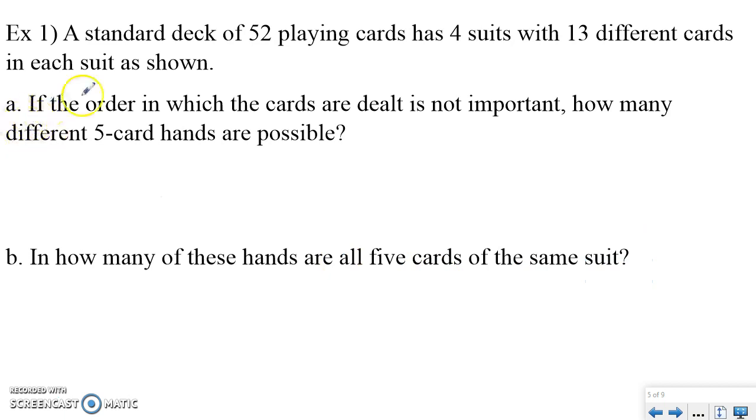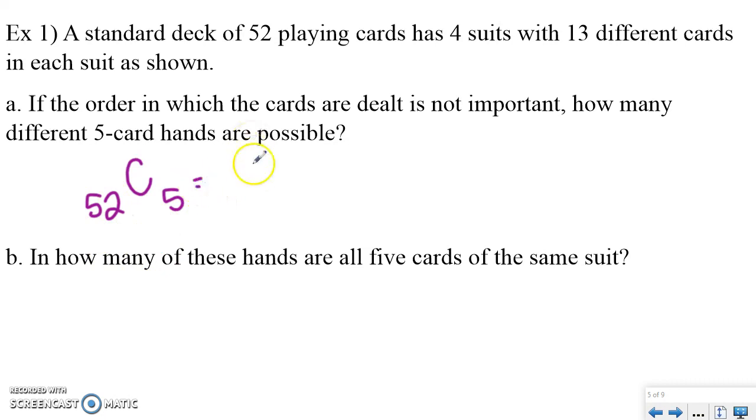Okay, so pretty simple. If the order in which the cards are dealt is not important, how many different 5-card hands are possible? Well, if I have 52 cards, and I'm choosing 5 cards, the order doesn't matter here because if I have two 5s and a 4 and a 10 and a jack, it doesn't matter which ones I got first, I still always have that same hand.